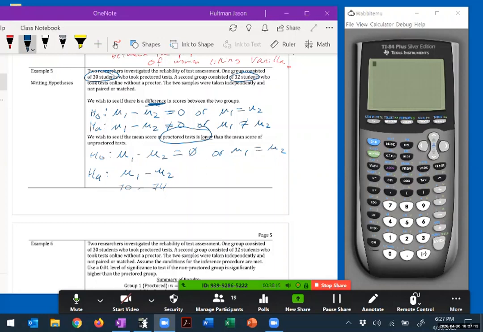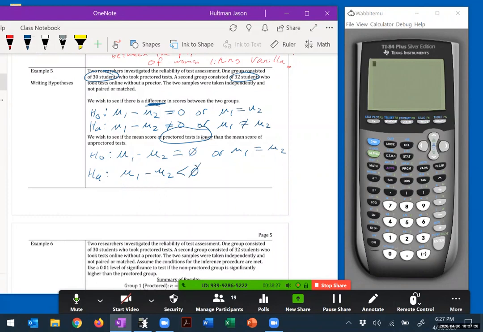And negative numbers, are they bigger than 0 or less than 0? Oh, they're less than 0. So we would write our alternative as mu1 minus mu2 is less than 0. Or if we tossed mu2 to the other side, it becomes positive, and we say that mu1 is less than mu2, which makes sense. The proctored exam is less than the non-proctored. Those would be my hypotheses.